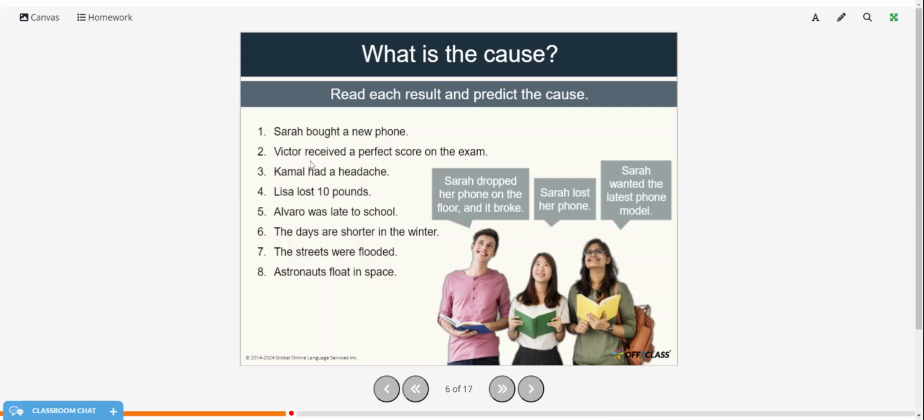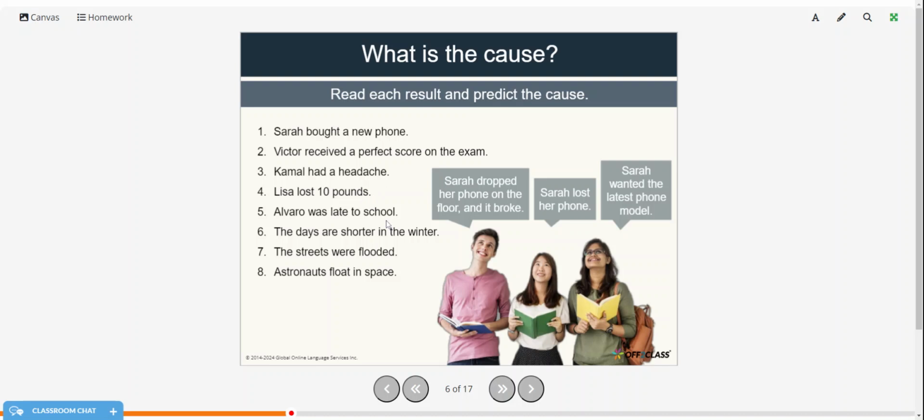Victor received a perfect score on the exam. Well, the cause of that could be that Victor studied very diligently, or he cheated, or the test was very easy. Kamal has a headache. Possible causes could be Kamal fell and hit his head, or he has been reading a lot. Maybe he needs glasses. Lisa lost 10 pounds. Cause for that: she might be eating healthier food, she might be exercising more.